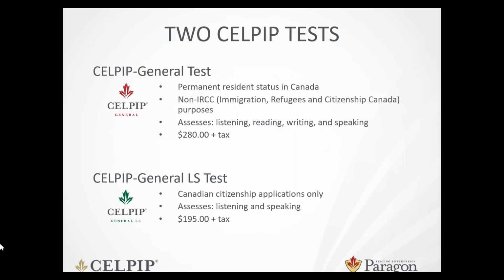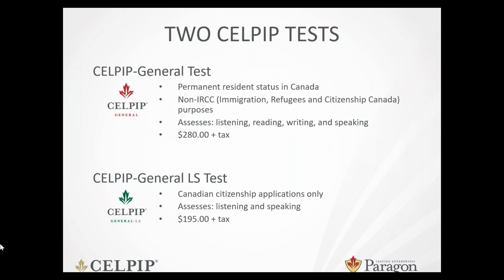Now, as I mentioned at the very top, we do have 2 different kinds of CELPIP tests. So you want to make sure that you register for the correct test for your purpose. So the CELPIP General test is the test that you want to take if you're applying to become a permanent resident in Canada or to immigrate to Canada, or if you're looking to become a real estate agent with the UBC Sauder School of Business or an immigration consultant with the ICCRC. So the CELPIP General test assesses you in all 4 of our test components: listening, reading, writing, and speaking, and the registration fee is $280 plus tax.